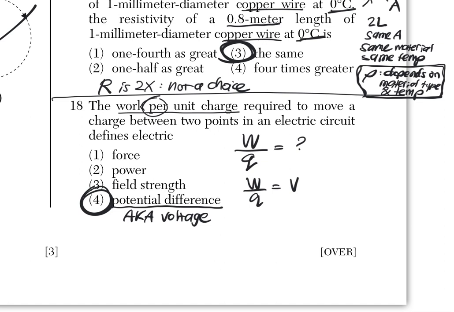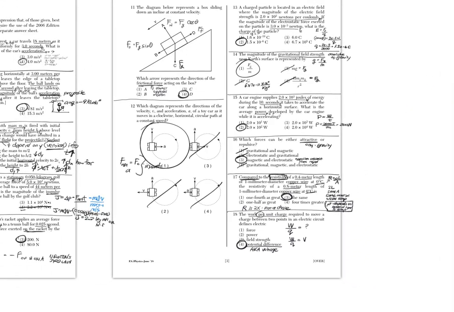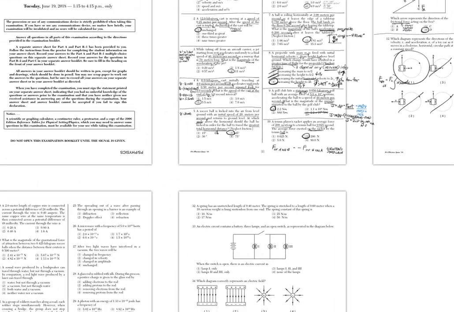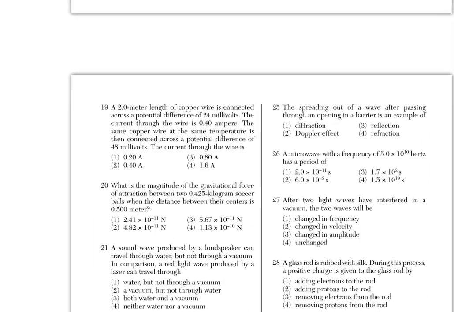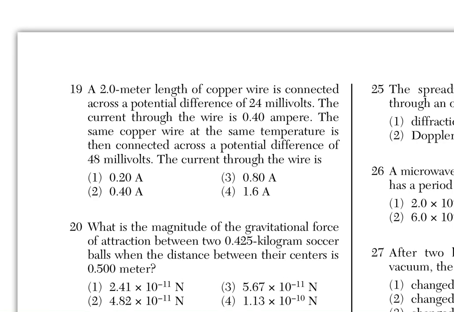Choice 4. I just want to say one more time that per means divide. So they're saying work per unit charge. That's work divided by charge. Good for us. That's the second page. Let's go after the next page. I think we are now about halfway done with section A.